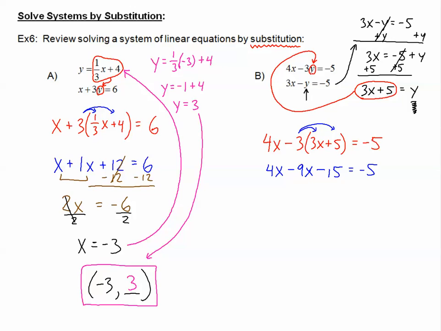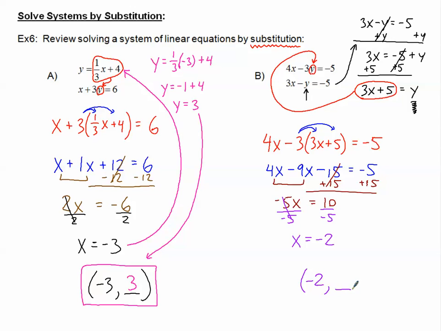Let's combine our like terms together. 4x take away 9x is negative 5x. At the same time, I'll probably add the 15 to the other side. And I've got negative 5x equals 10. And so I'm going to divide by negative 5. And I've got my x is equal to negative 2. Again, great, that's half of the answer.